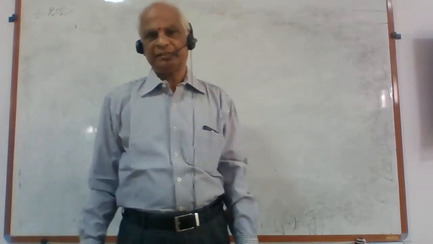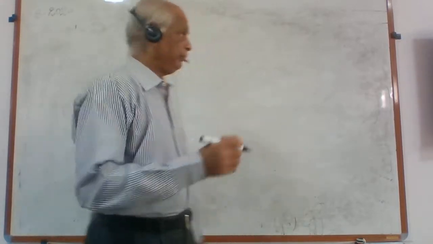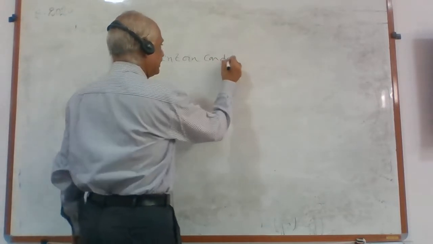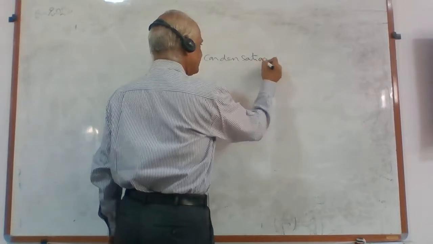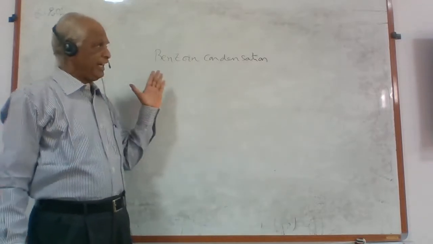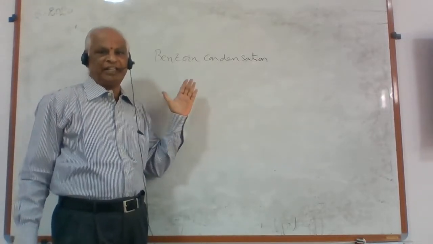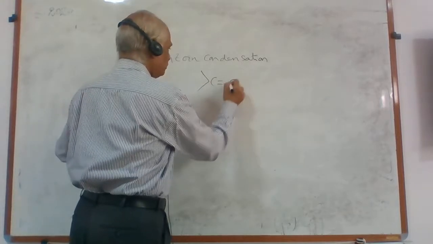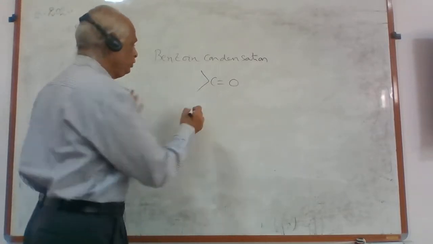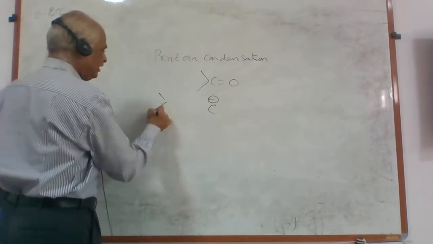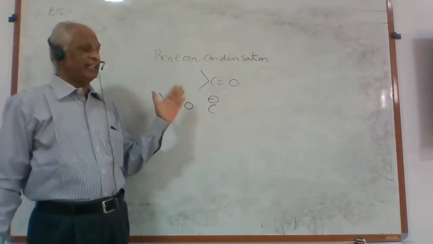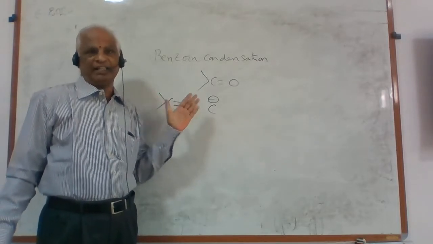So in today's class, let us discuss benzoin condensation. This example, benzoin condensation, is a case of nucleophilic addition reaction to a carbonyl group. In this reaction, the nucleophile is a carbanion. This carbanion attacks the carbonyl group. So this is what is called the general fundamental of this reaction, benzoin condensation.